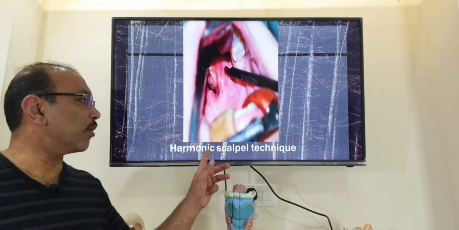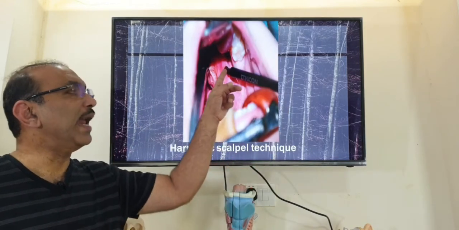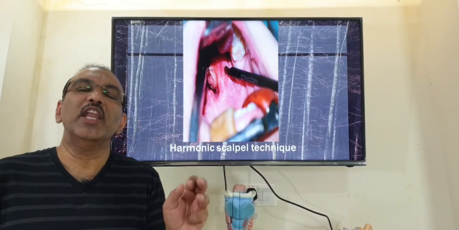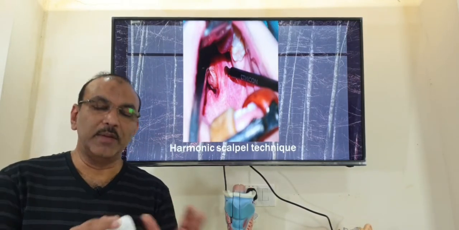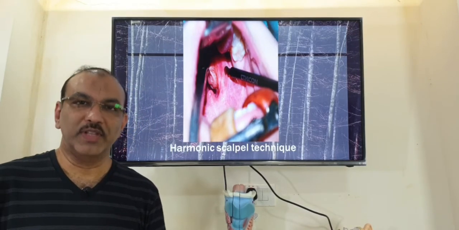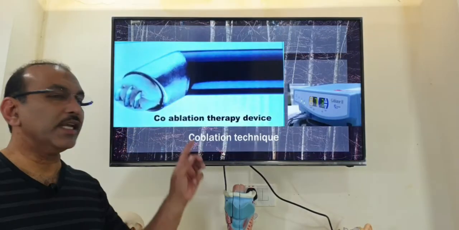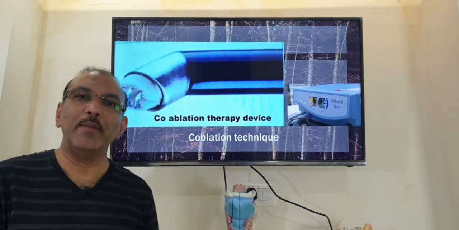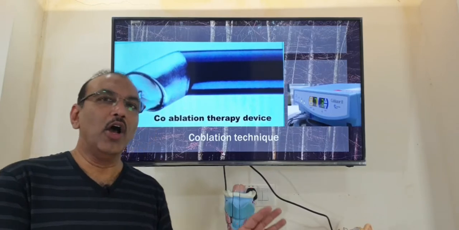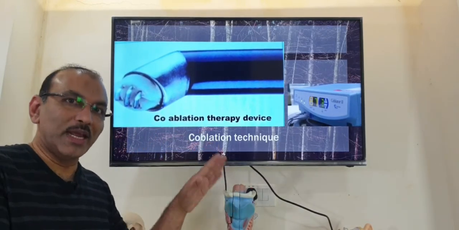The fifth technique is the harmonic scalpel technique, where the end vibrates multiple times in a second, and wherever it comes in contact, it separates the tissue and controls bleeding also. That's the fifth technique. The sixth technique is the coblation technique. This is the one which I am using now. That doesn't mean I have not done the others. All the techniques I have done, and this is the one which I am doing now.